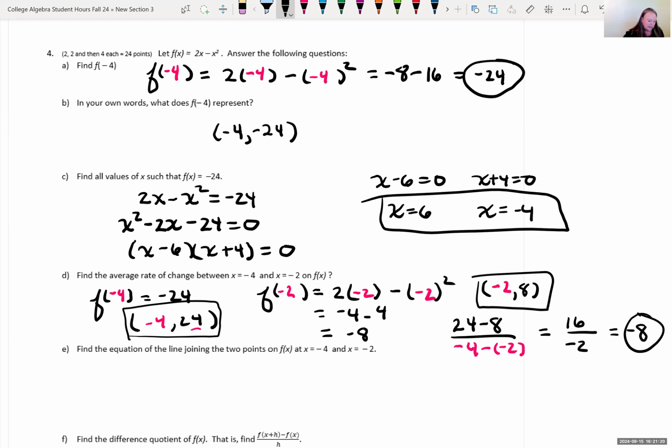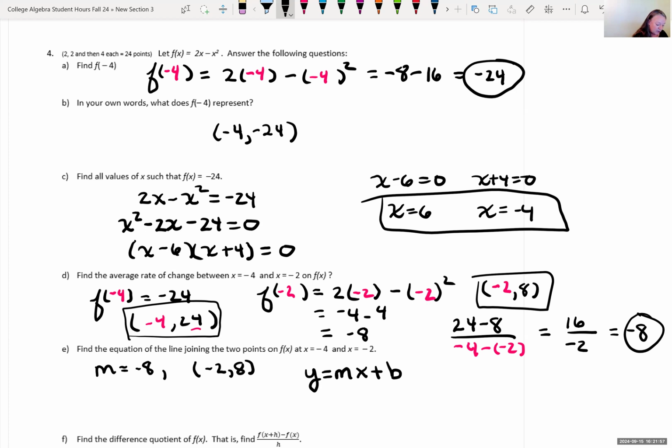Find the line that is joining the points on f of x at x equals negative 4 and negative 2. Well, we just found the slope of that line, which was negative 8. And let's choose one of the points. It doesn't matter which one. I'm choosing the one with smaller numbers, negative 2, negative 8. You can either use your point slope formula, or you can do what we've been doing in class and plug in our point and our slope to figure out what our b value is, that y-intercept.